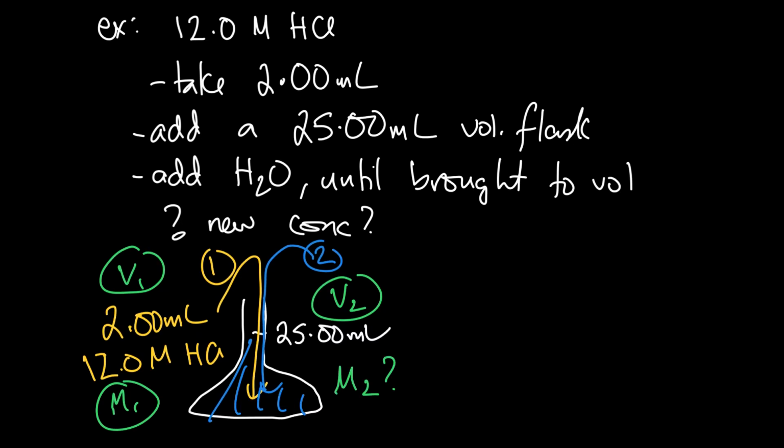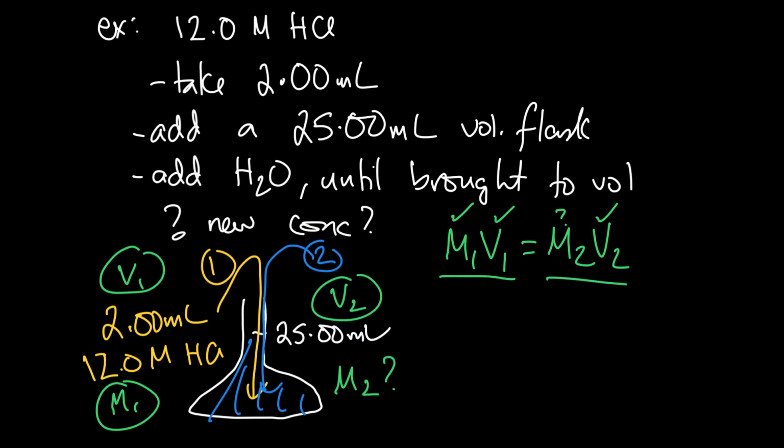That is M2. So now we can use the dilution equation to solve. M1V1 is equal to M2V2. And again, we know this and this and this, and we're trying to solve for this. So what we can do is divide both sides by V2. And if we divide both sides by V2, we're left with M2 all by its lonesome self. So M2 is what we want, and it is M1V1 over V2.